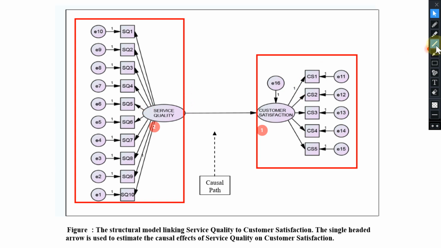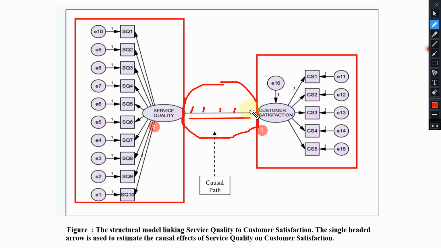Now the important thing for you to note, once again I'm reiterating this point, is that this particular arrow is depicting the structural relationship between the two constructs. Service quality has an impact on customer satisfaction, and that is why this particular arrow is what we call the structural arrow.